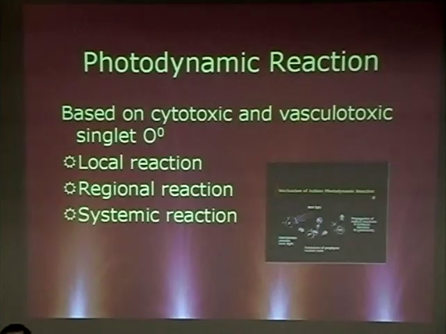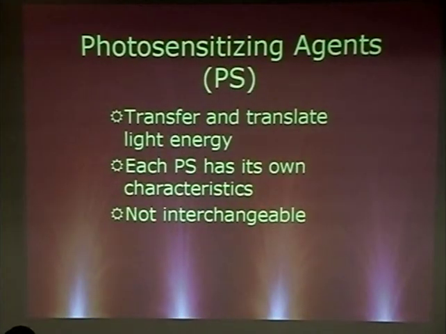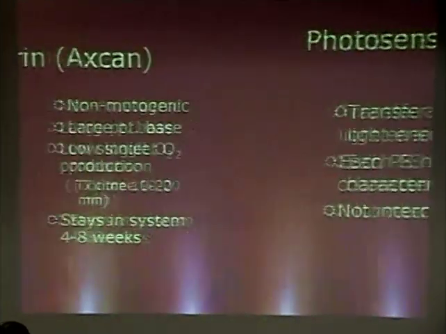So photodynamic therapy, even though it's generally a local light source, depending on how you're offering this treatment, can have regional and systemic effects. So what do photosensitizing agents really do? Well, they take the energy from light and they transfer it to create this reaction based on singlet oxygen. And every photosensitizing agent has its own characteristics. If you're familiar with one, it might give you some idea how to use another, but they can't be interchanged. There's a learning curve for each one.